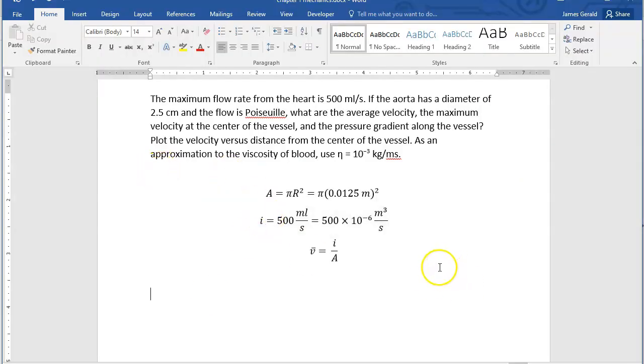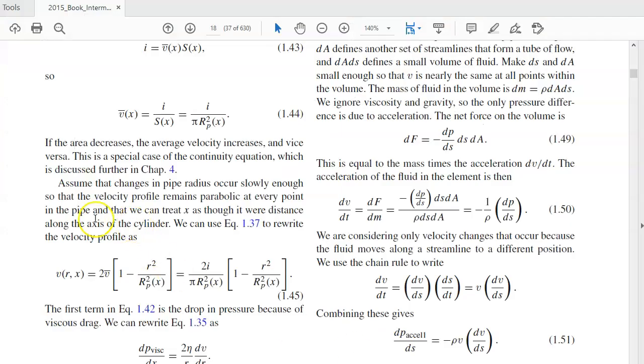The harder question, or the other question, is what's the maximum velocity, right? So average velocity we just got. What's the maximum velocity? And if you miss this one, it says go to equation 1.45. Well, in 1.45, you've got this equation right here. And this is the piece we're interested in. Actually, I'll circle it. This is what we're interested in right there.